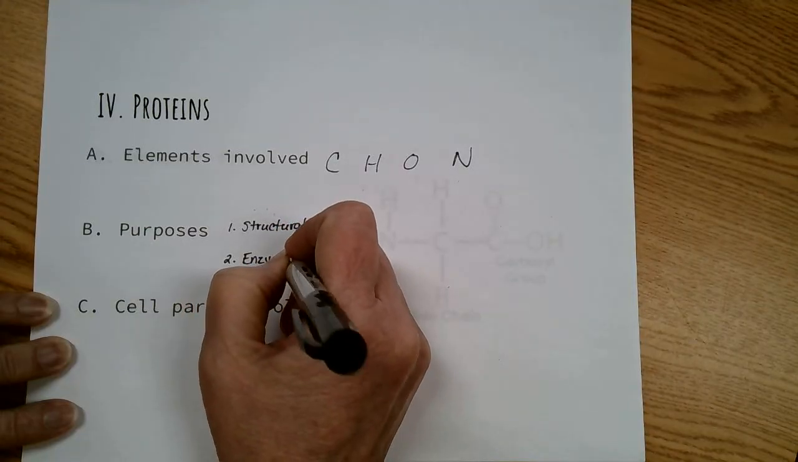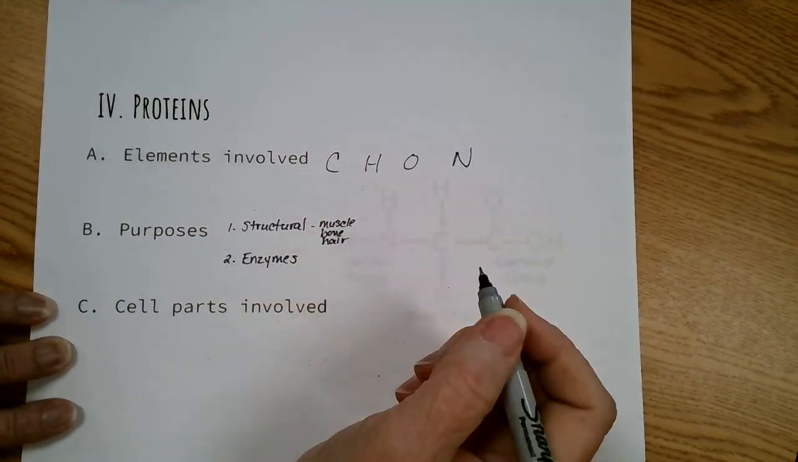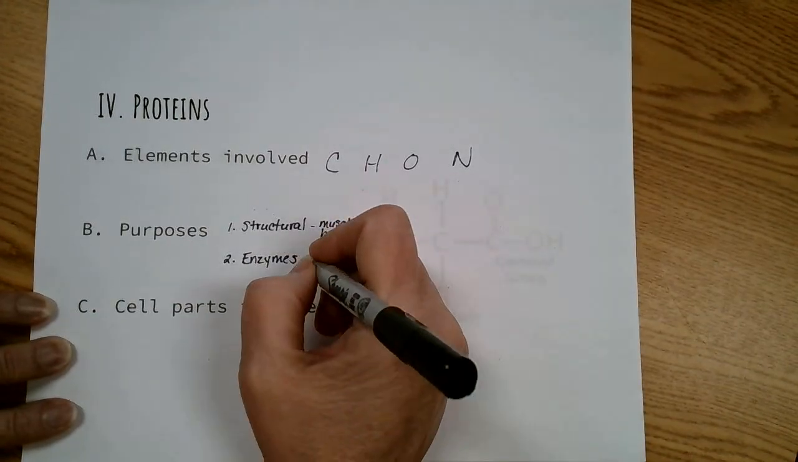And you might be like, enzymes, what are enzymes? Enzymes are something that speed up reactions. Without enzymes in our body, every single metabolic process in our body would just go too slowly. We'd die before it would even finish. So enzymes are what we call catalysts.